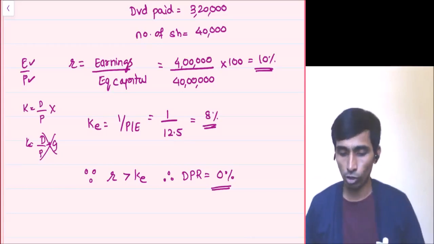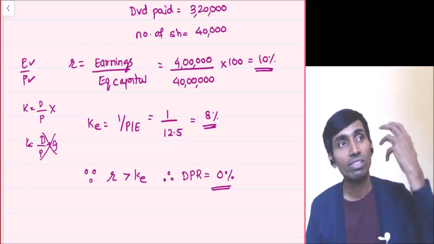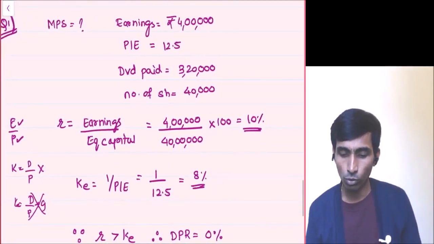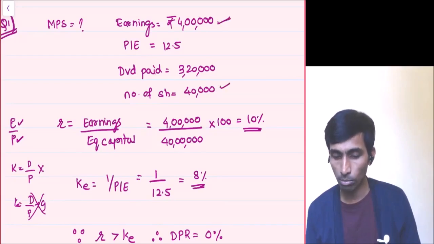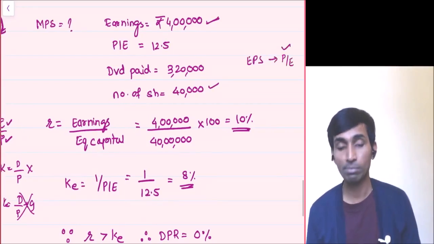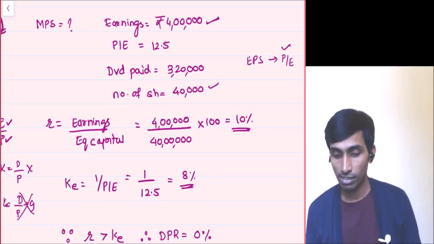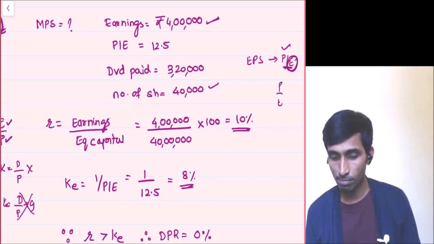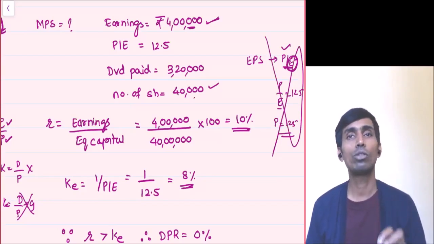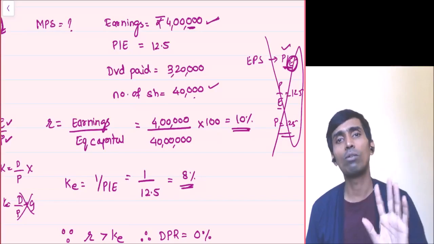Now I have to apply Walter's formula. Some people who think and study will say, sir, I have to calculate the market price now. I know the earnings and the number of shares, so I can calculate EPS. If P is 12.5 and 4 lakh divided by 40,000 is 10, the price is 125. You can calculate this also, but this is wrong. Since they have clearly said to calculate using Walter's formula, you have to apply Walter's formula.